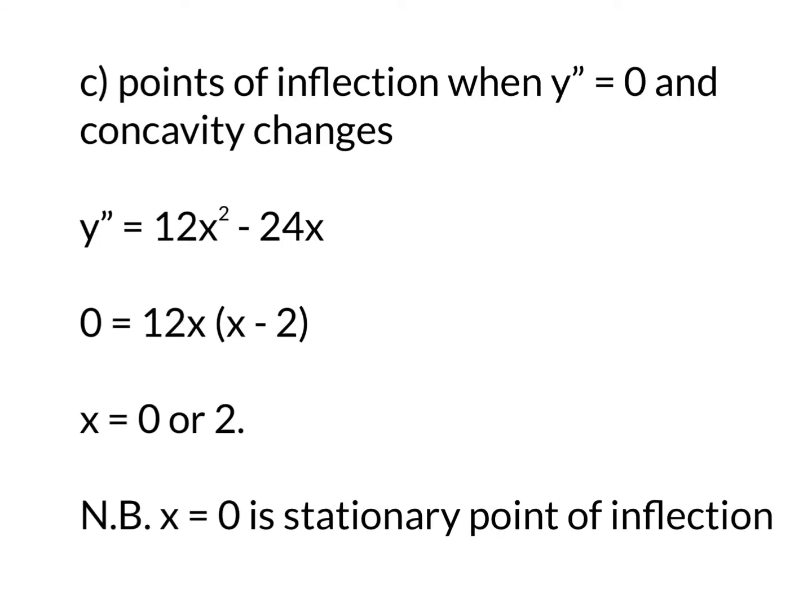Alright, part C, finding the points of inflection. Well, that's when the second derivative equals 0 and we need to check concavity through a table. So the second derivative, once again, was equal to 12x squared minus 24x. Take out the common factor and let it equal 0, and we get x equals 0 or 2. But note that x equals 0, we've already shown, is a stationary point of inflection.